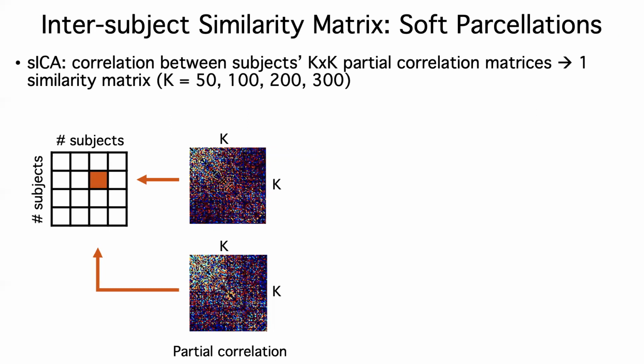Next, we will talk about inter-subject similarity matrix for soft parcellations. For spatial ICA, assume there are k ICA components. For each subject, we can obtain a k-by-k partial correlation functional connectivity matrix. To construct the inter-subject similarity matrix, we took the lower triangular part of the functional connectivity matrix and correlate between each pair of subjects.